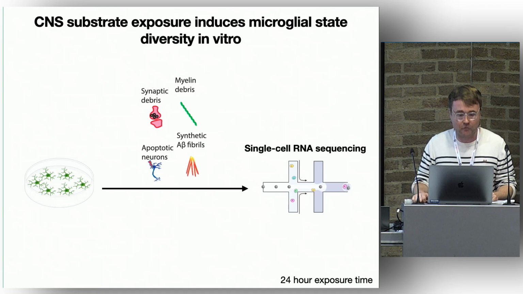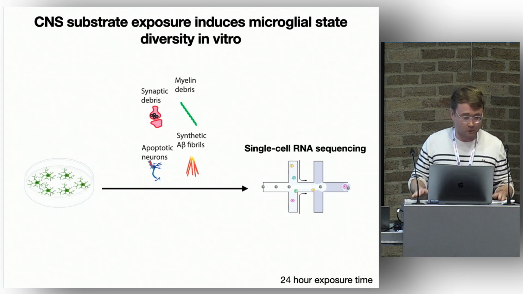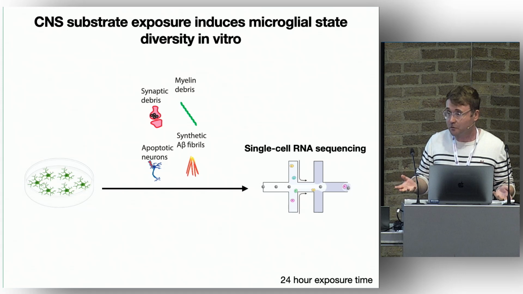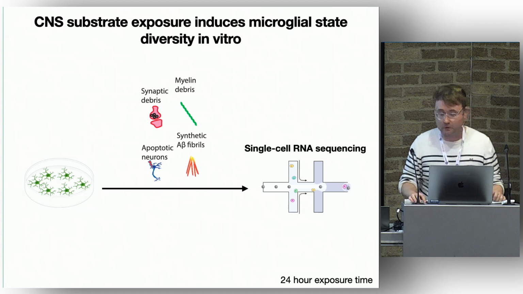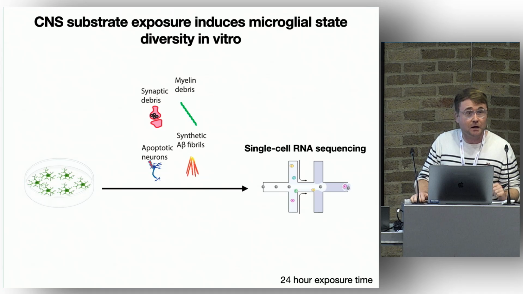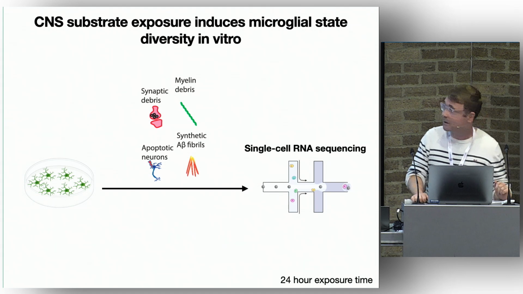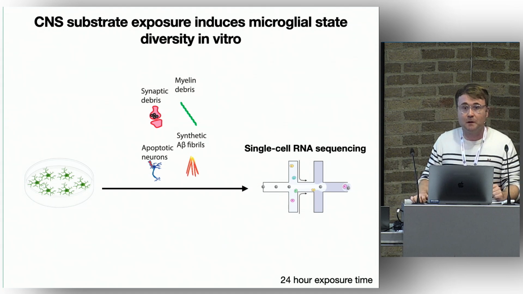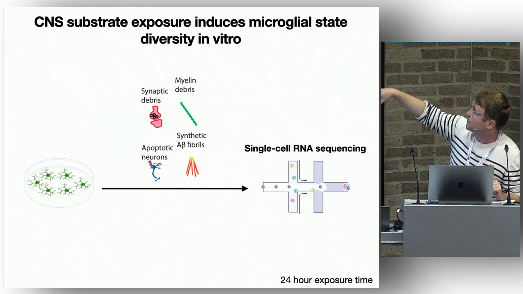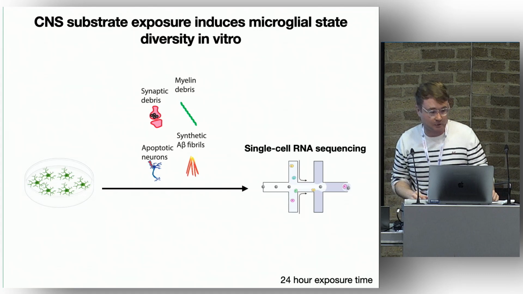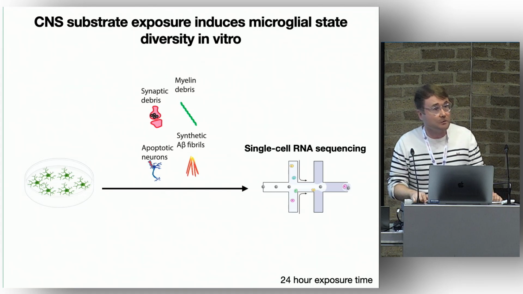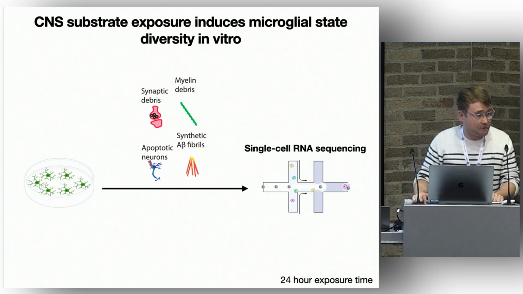And so we started to think about ways to increase microglial state diversity in vitro. So we know from prior work that subtype or microglial state diversity increases in response to injury or neurodegeneration. And so I reasoned that by exposing IMGLs to different substrates found in those contexts, perhaps we could induce different microglial states in a dish. So we selected 4 substrates that we thought might be representative of a degenerative context. We selected synaptic debris, myelin debris, synthetic amyloid beta fibrils, and apoptotic neurons. And we exposed IMGLs to each of these substrates and performed single-cell RNA sequencing 24 hours later.